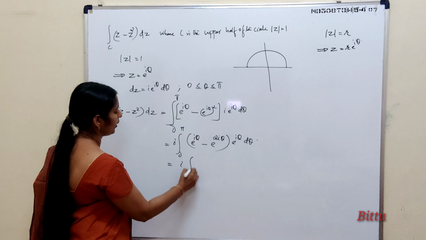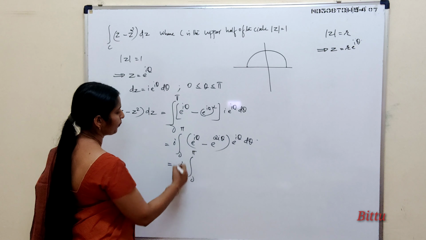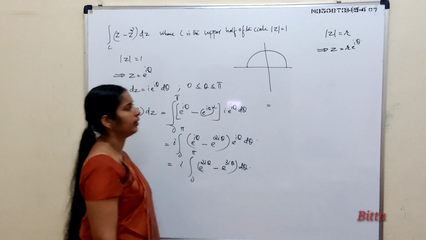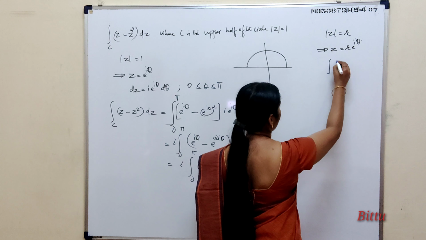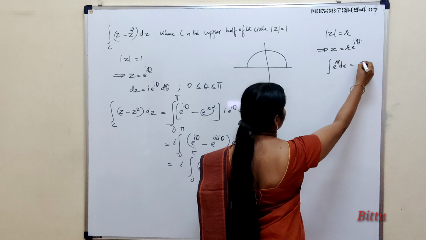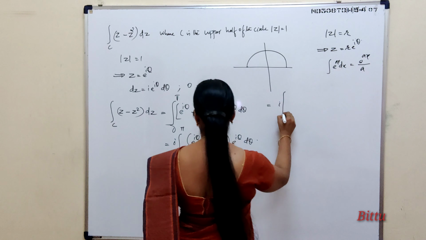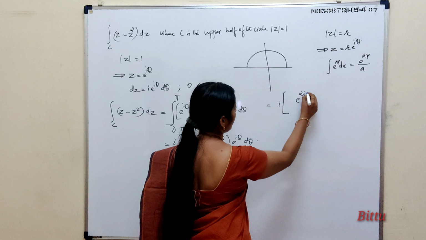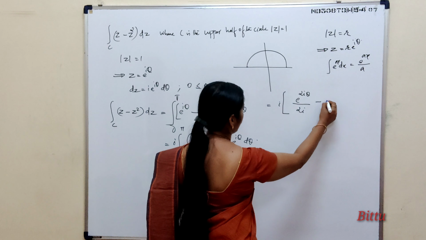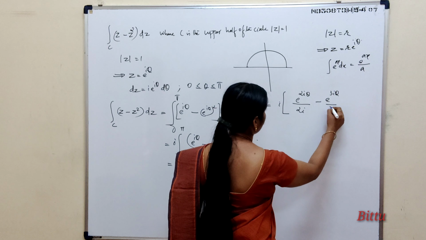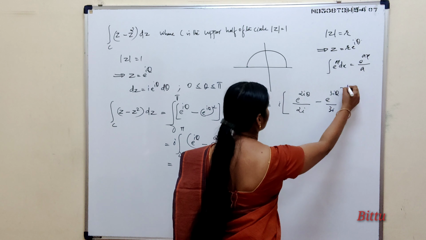That is i into the integral from 0 to pi of e raised to 2i theta minus e raised to 3i theta d theta. Next we have to integrate. The integral of e raised to ax is e raised to ax by a. So its integral is e raised to 2i theta by 2i minus e raised to 3i theta by 3i, from 0 to pi.